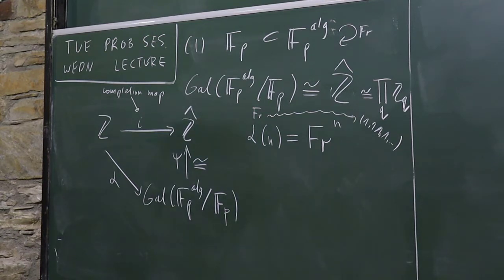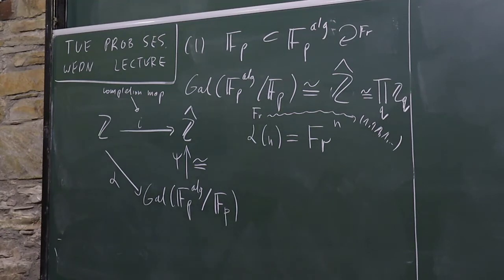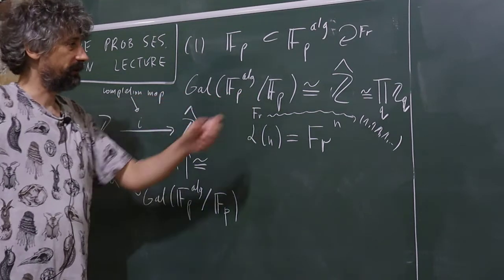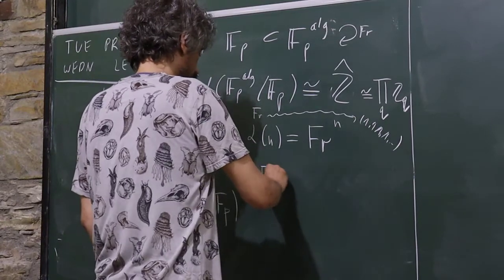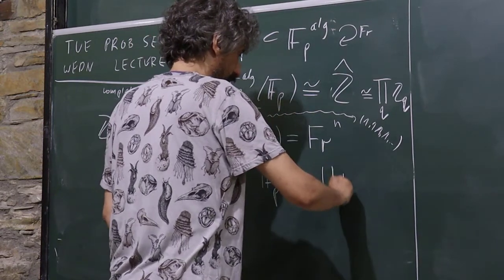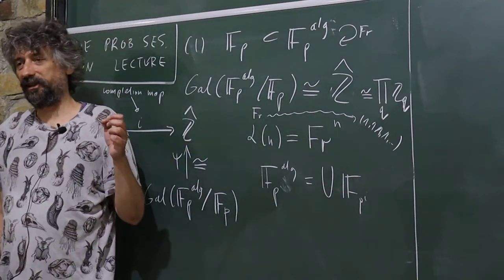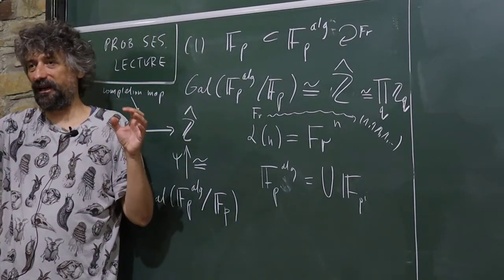Can I do something else? There is 1, 2, 1, 1, 1, 1. What is this? So somehow if you look at this, how do you get an automorphism of this? You present F_p-bar as this union, and on each part you get some power of Frobenius such that these powers agree with each other.